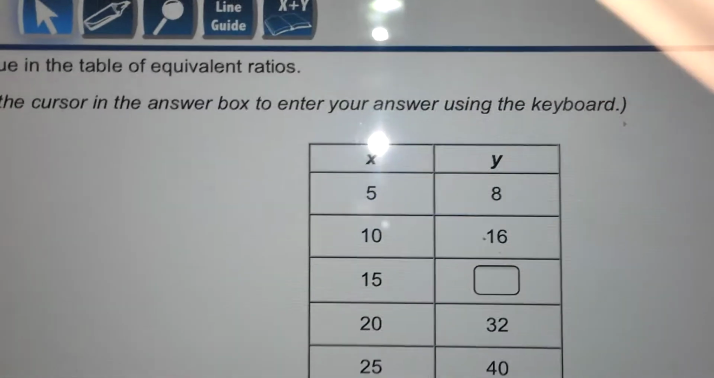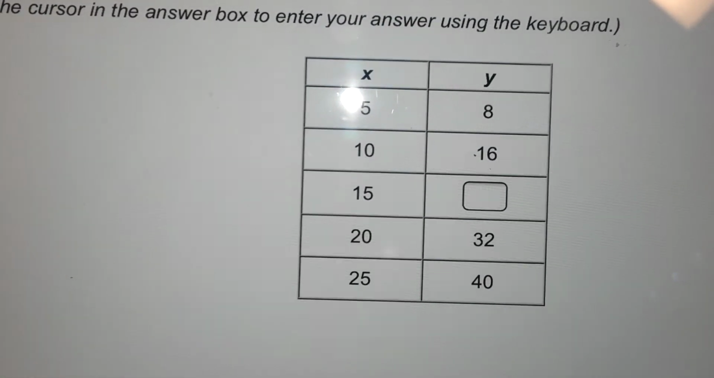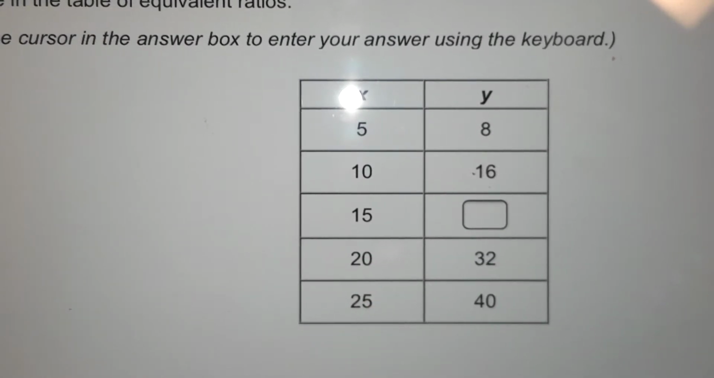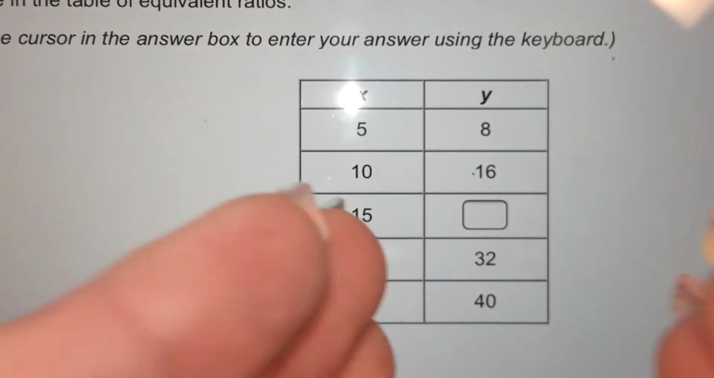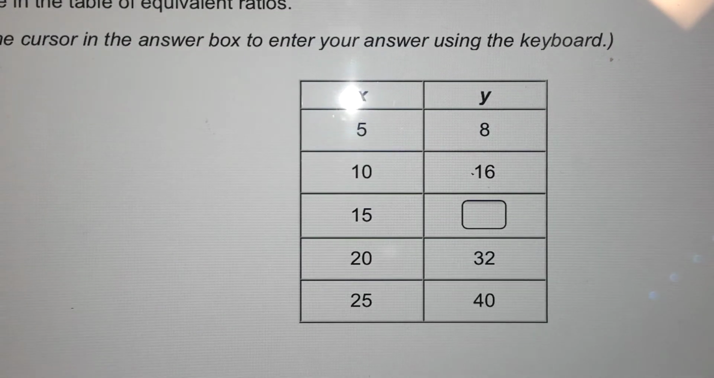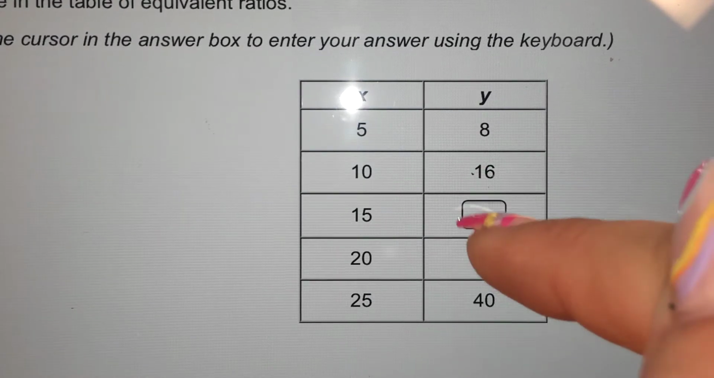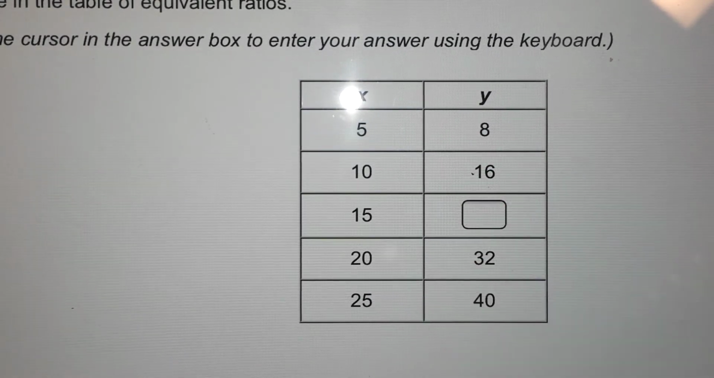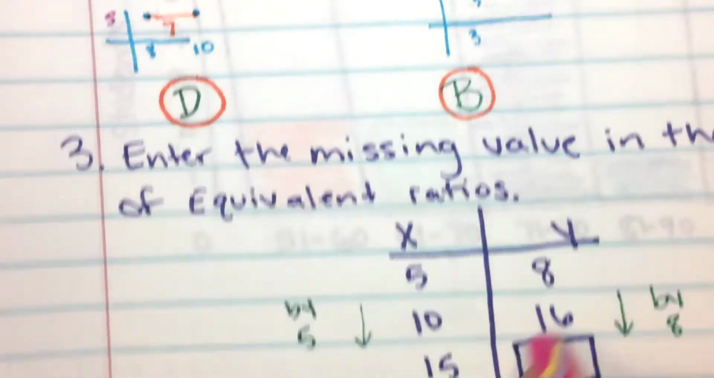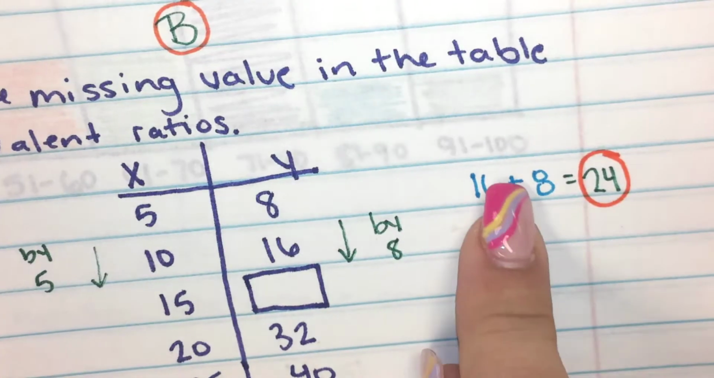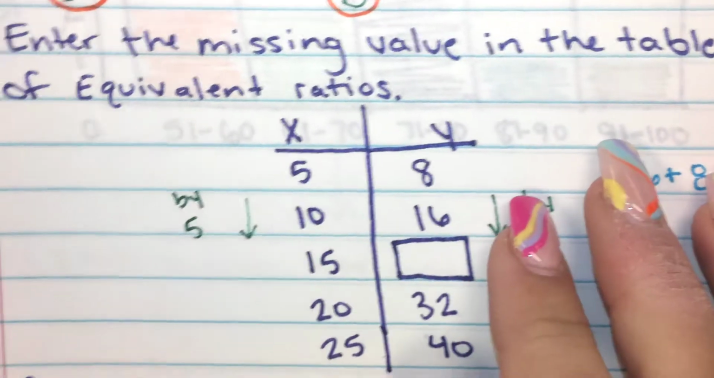So they gave you this chart, and they want you to find the pattern, right? So 5, 10, 15, 20, 25. What are they doing over here? Counting by 5s. 8, 16, blank, 32, 40. They're counting by 8, okay? So from 16, plus 8 will give us how many? 24. Okay? So when you are counting by 5s over here, you're counting by 8s over here. In that spot, 16 plus 8 gives you 24. That was an easy one.